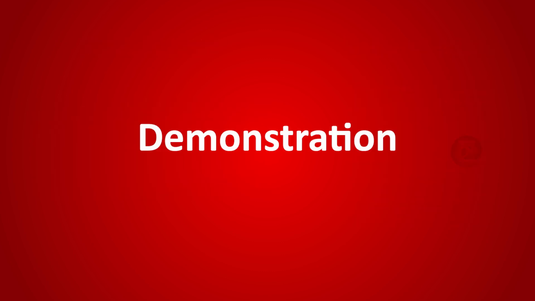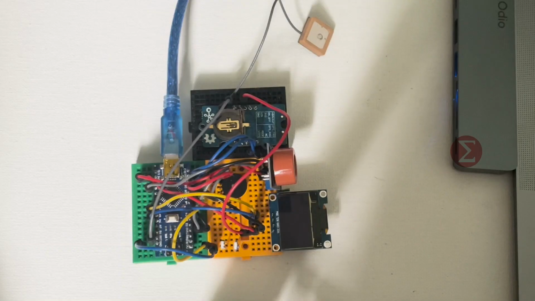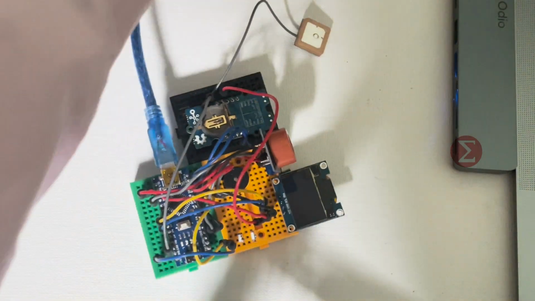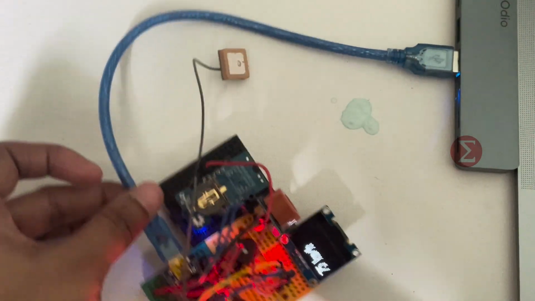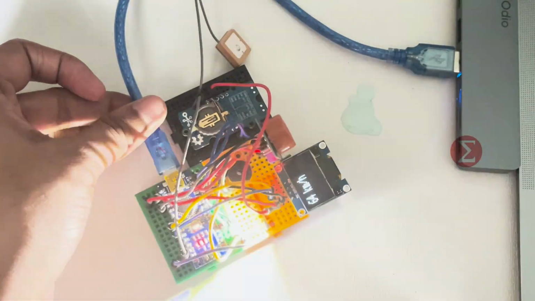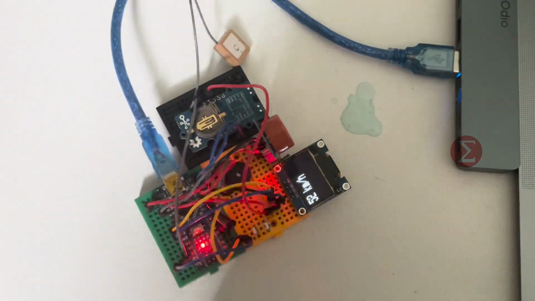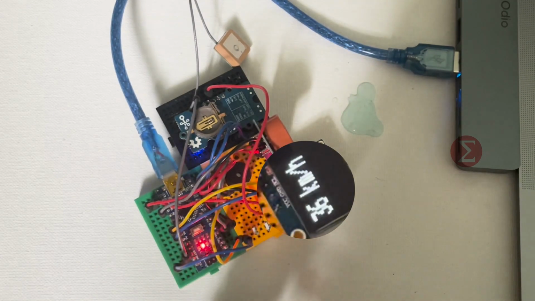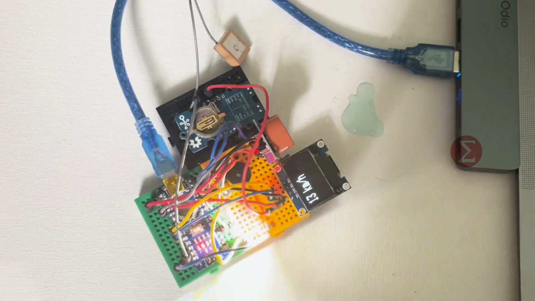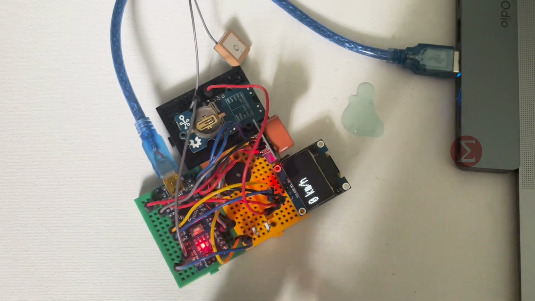Let us see the demonstration of this project. We are using this sanitizer for demonstration purposes as it has alcohol content. I will drop a few drops near the sensor and power up the circuit. The LED is glowing and a buzzer is blowing on detecting alcohol. The OLED display is displaying some random speed. You have to include a speedometer in this circuit if you want to get the exact speed of the vehicle on which you are riding.